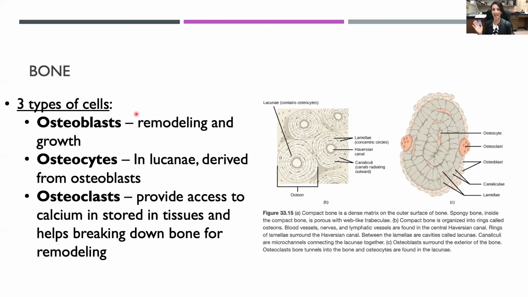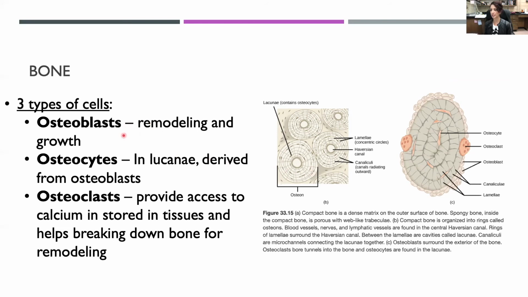So without adequate organic material in the matrix, the tissue is going to break. But without adequate inorganic material, the tissue is going to bend too much. So it's a mix of both strength and flexibility.